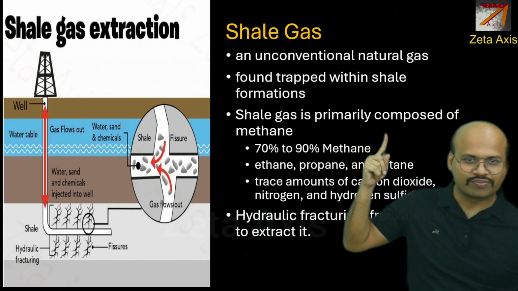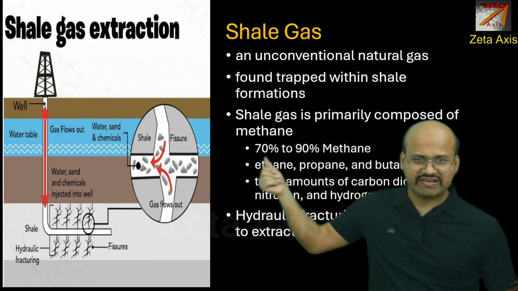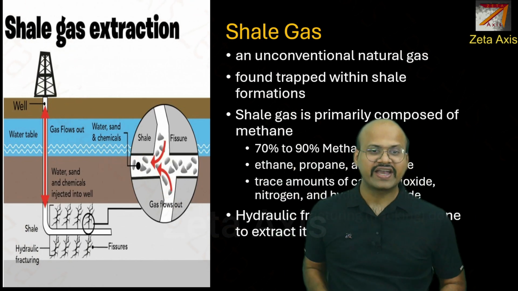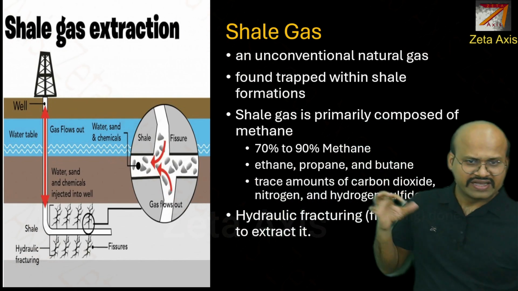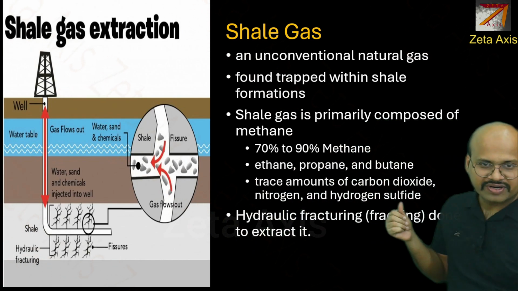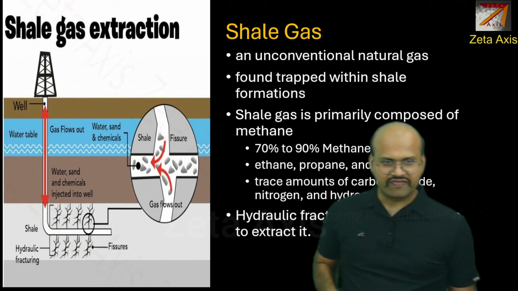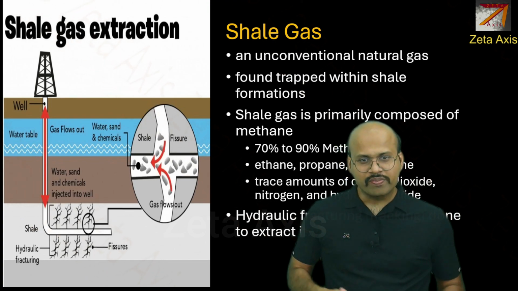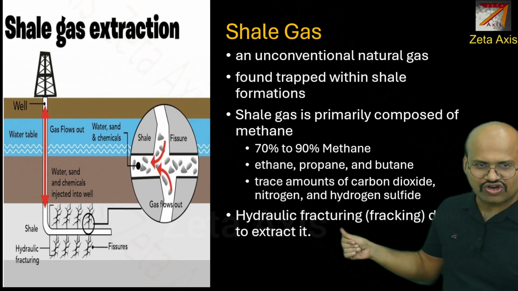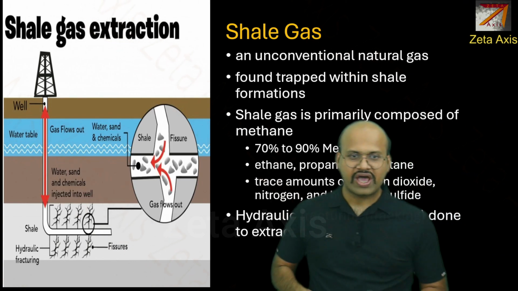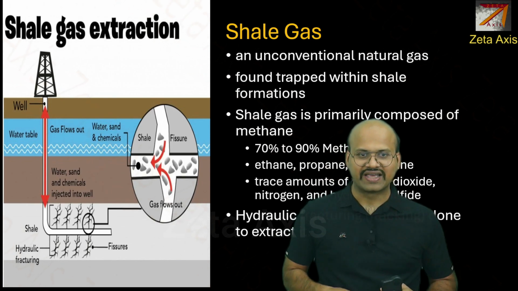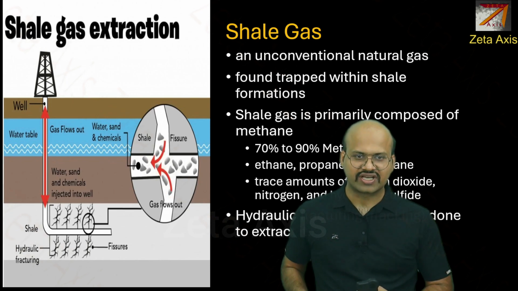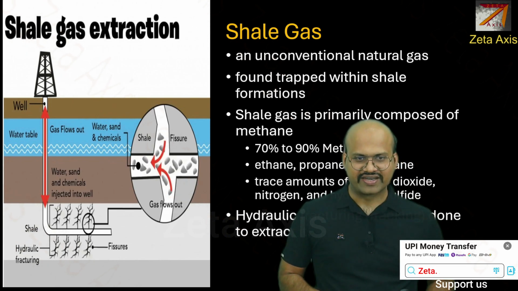Shale gas is primarily composed of methane, where it has 70 to 90% of methane in it, and it also has heavier hydrocarbons like ethane, propane and butane. It has a very small amount of carbon dioxide, nitrogen and hydrogen sulfide. A new method called hydraulic fracturing or fracking is used to extract the shale gas. We will discuss hydraulic fracturing in detail in another video where we will analyze what are its positives and what are its negatives, but here we will understand it in brief.